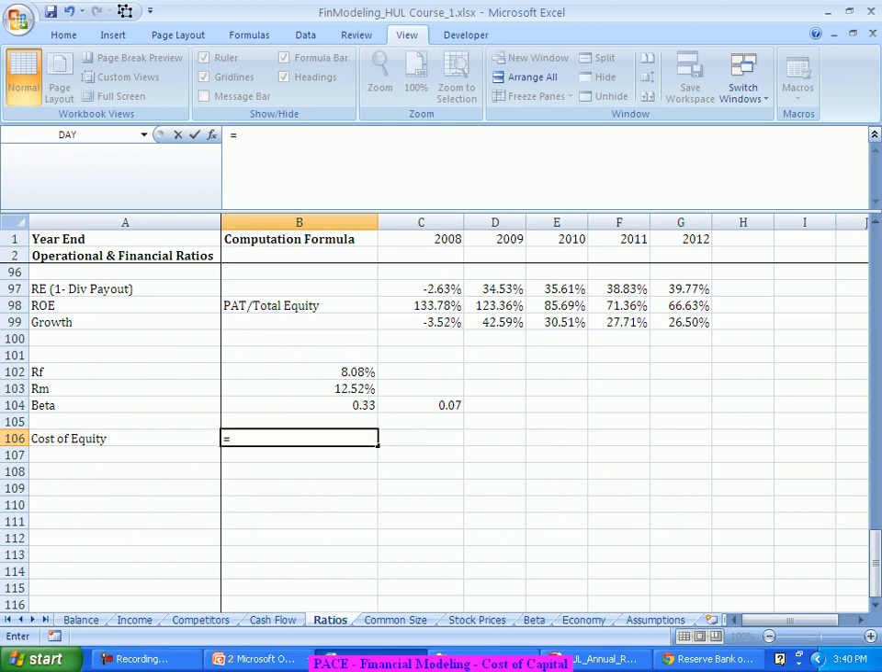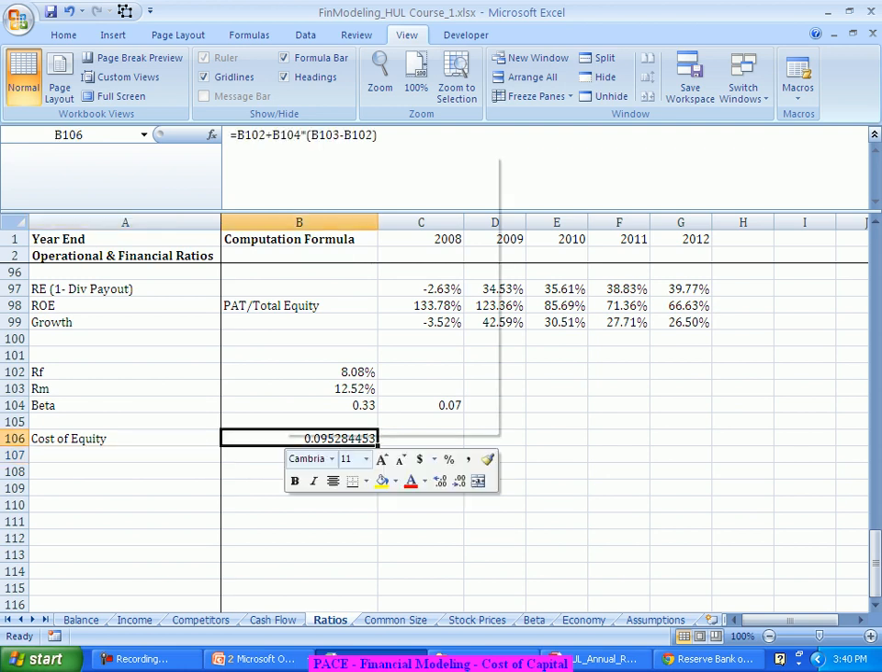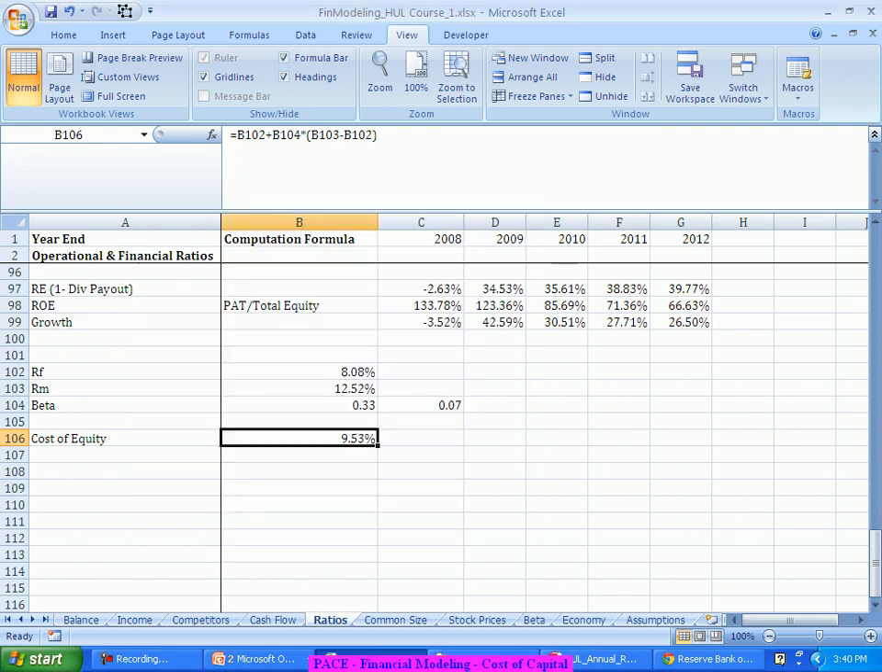You see here, RF plus beta times RM minus RF. This is only 9.5%. Cost of equity is only 9.5%. You go with 9.53% for discounting all your values when you are doing your valuation process. Right?